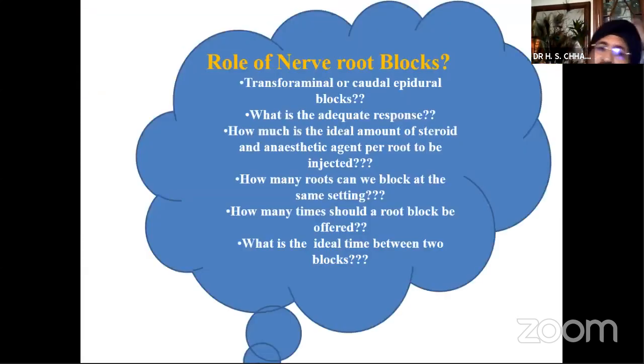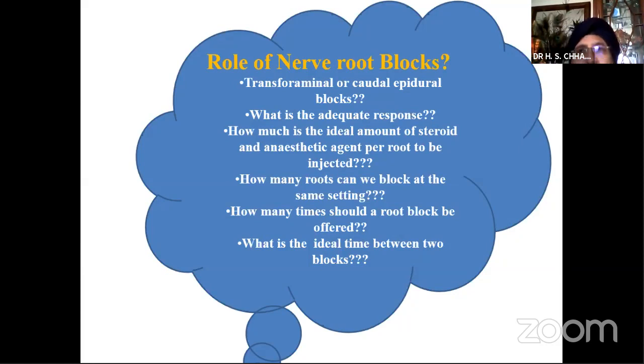So there are various questions. What is the exact amount of steroid? How many times would you offer it? What is the ideal time between two blocks? So when we did a literature review, we found that the best results would come with not one, not two, but with 3 epidural blocks.